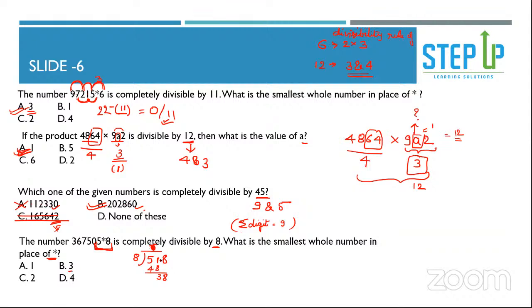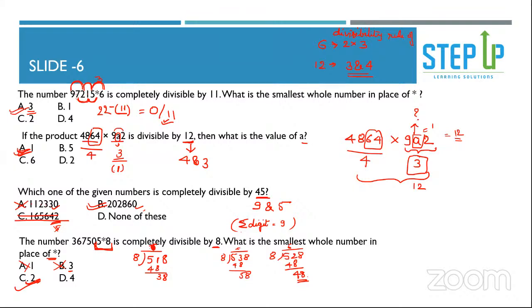If I take 3 here, 538. So 8 6s are 48. 53 minus 48 is 5. No, it is not the answer. Let me take it as 2. 8 6s are 48, remainder is 4. 52 minus 48 is 4. 48. Yes, it is divisible. Hence, the answer is 2.